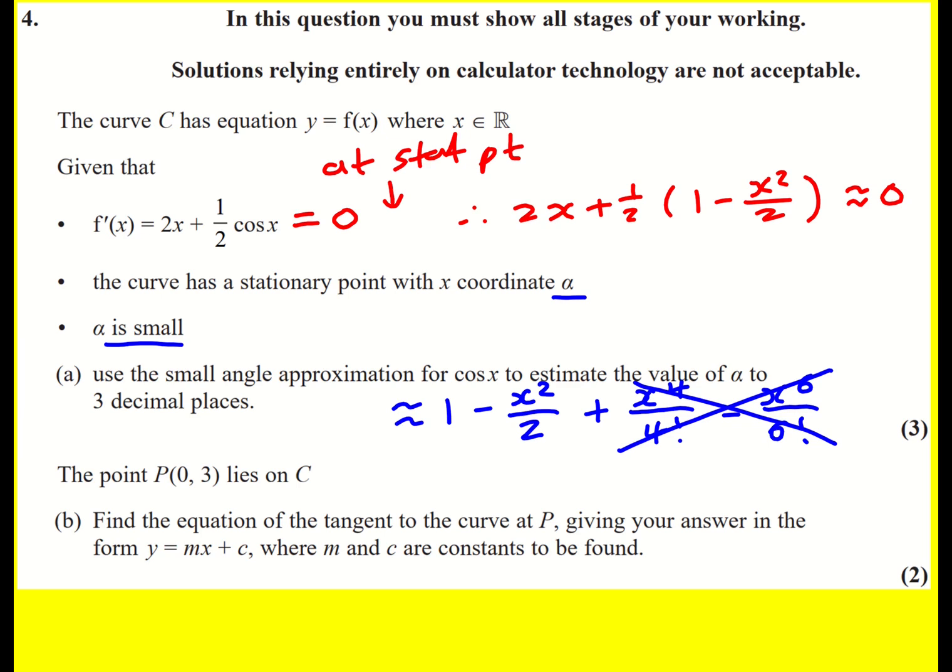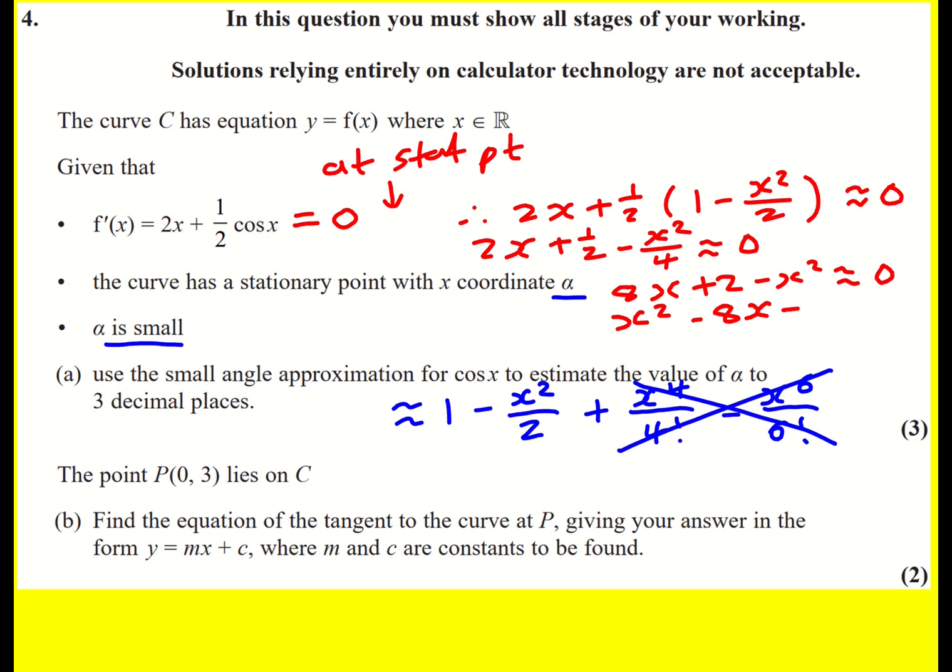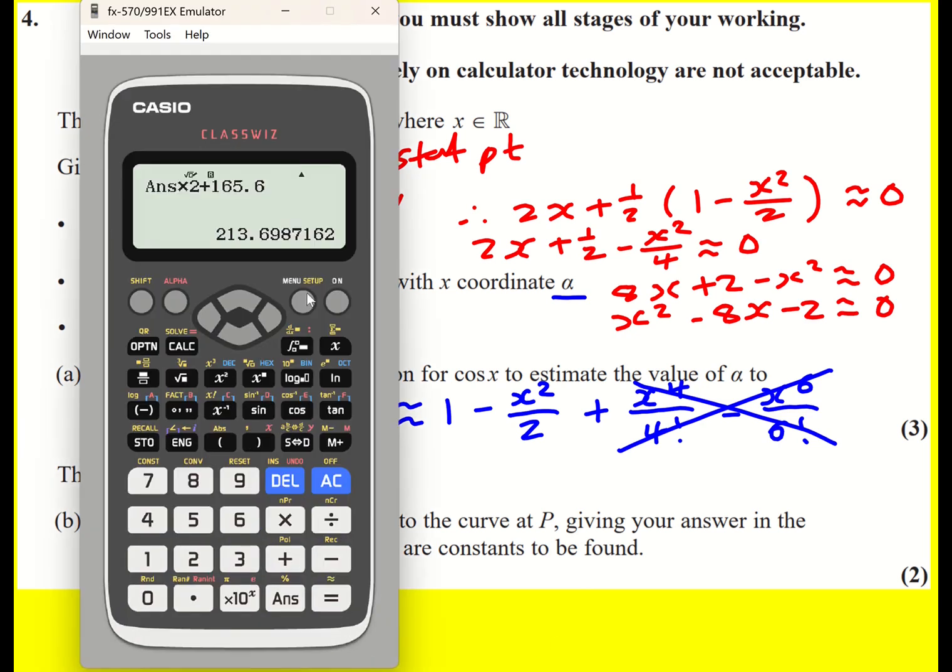Okay, I'm going to multiply this out. 2x plus a half minus x squared over 4 is going to be approximately 0. Then I'll times through by 4. So 8x plus 2 minus x squared is going to be approximately 0. I'm just going to make the x squared positive now. X squared minus 8x minus 2 is going to be approximately 0. This isn't going to factorize, but I can use the quadratic formula.